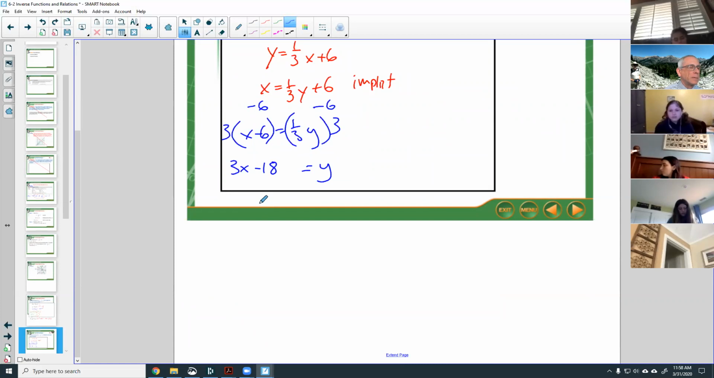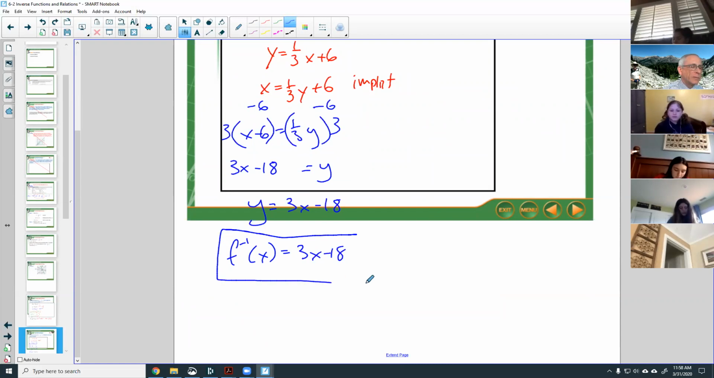And then I set it up as y equals 3x minus 18. Yeah, you did the same Mr. Jenkins OCD thing. And then I put f of negative 1 of x is equal to 3x minus 18. And there you go. That is the explicit inverse of that function.